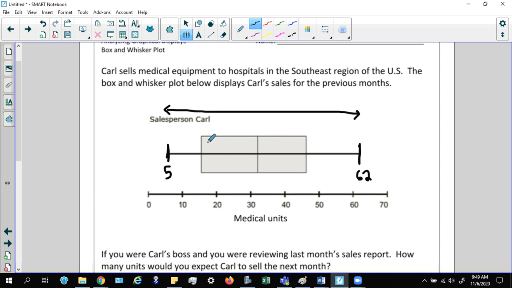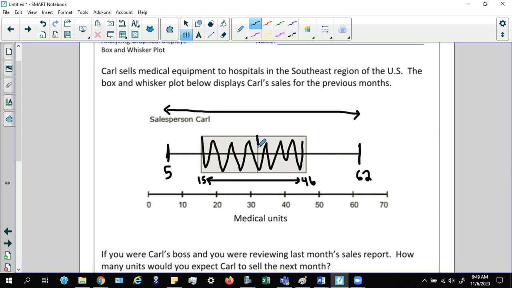Now, notice where the box and whisker plot tends to get fat. This would be considered kind of like his average, what you would expect. We're going to call this 15 on the number line, and this we'll call 46. Using a baseball term, anywhere between 15 and 46 would be his sweet spot. That would be his expectation. Where most of his sales have been is anywhere in the 15 to 46 range.